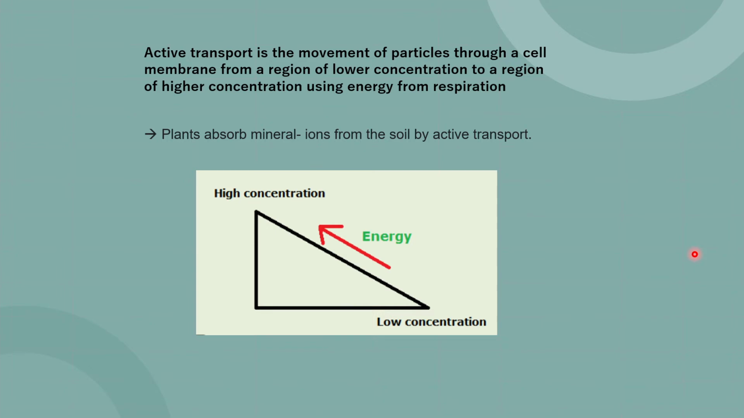Let's look at active transport. This also might go up to 3 marks. Active transport is the movement of particles through a cell membrane from a region of lower concentration to a region of higher concentration using energy from respiration.